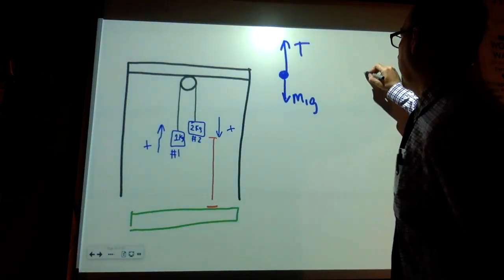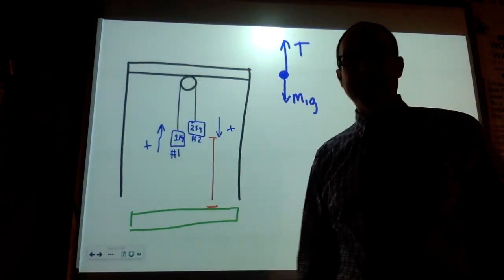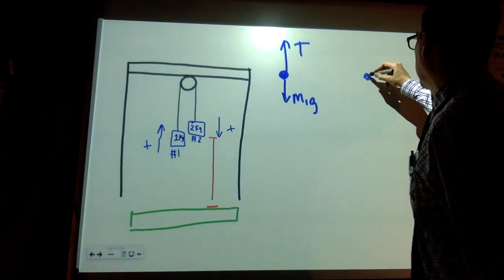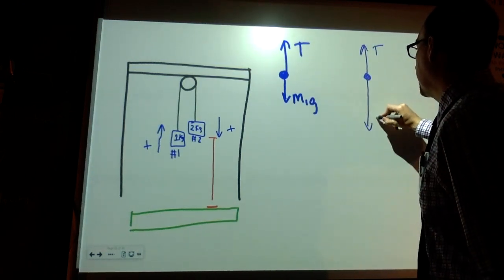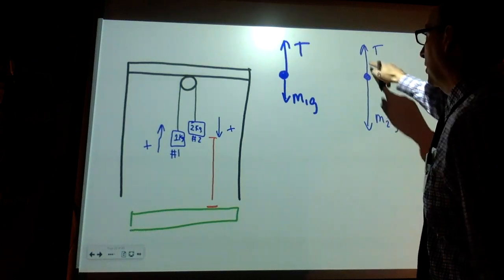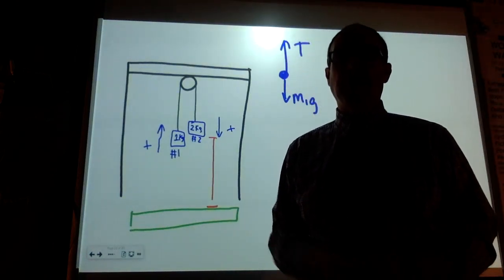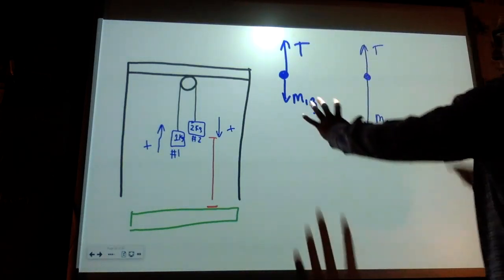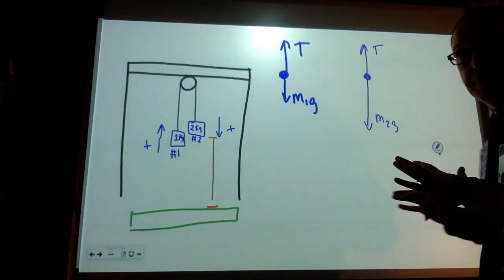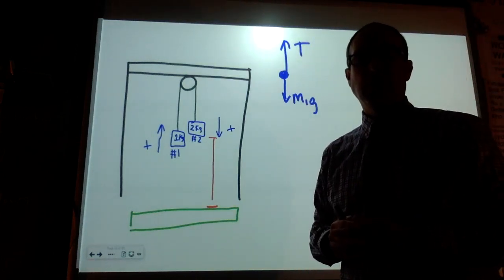On the other side, I'm going to have the same tension because I have an ideal pulley, massless and frictionless. So we're going to have T going up, and now I have M2G going down, and I'm going to make this one a little bit longer than that one. And that shows to me that it's a bigger force, which is going to cause that acceleration. So for each one, they're going to have their own F net. The second law applies to each one of them individually.